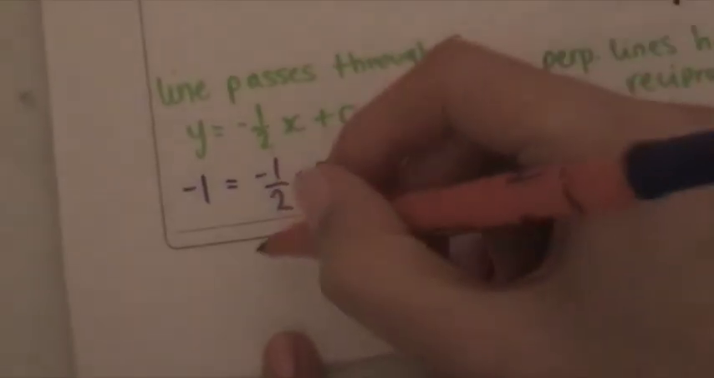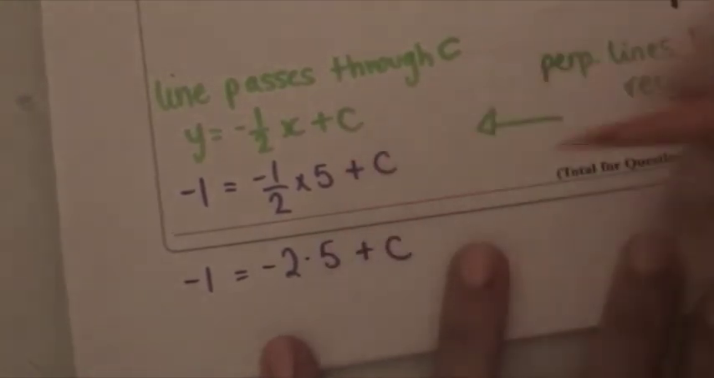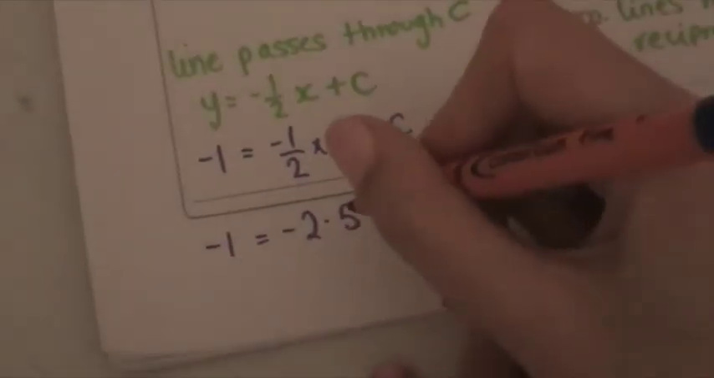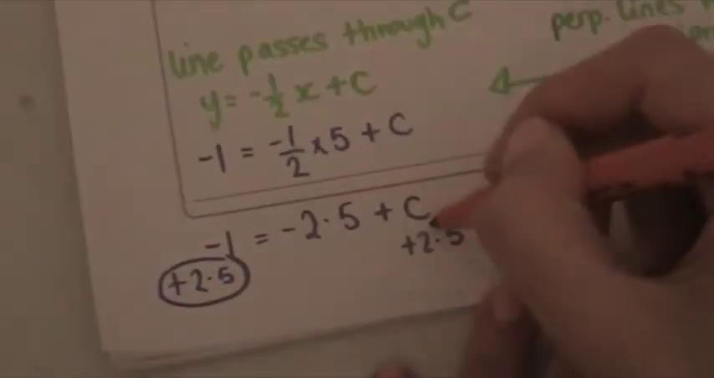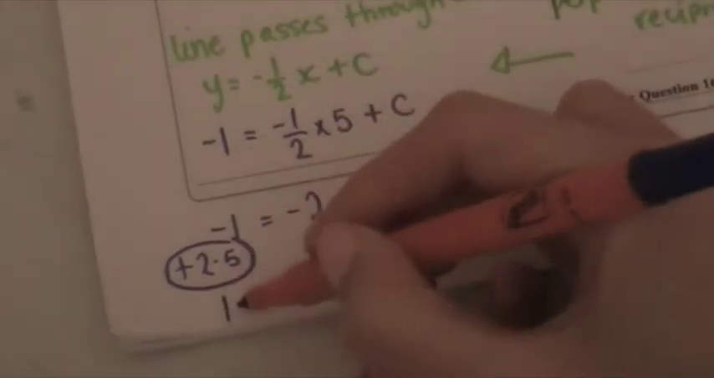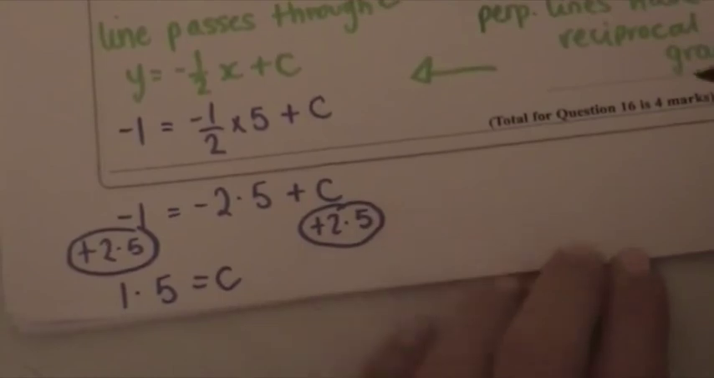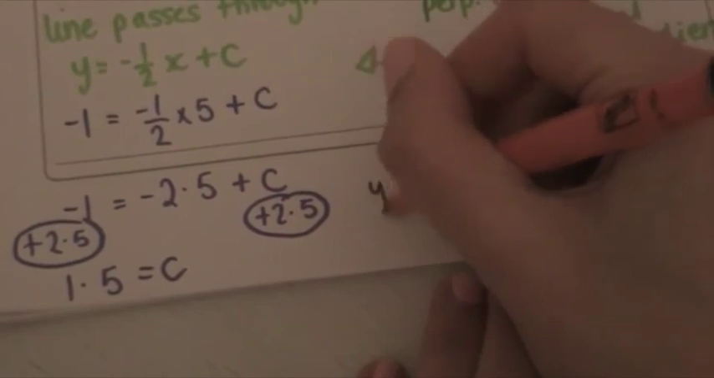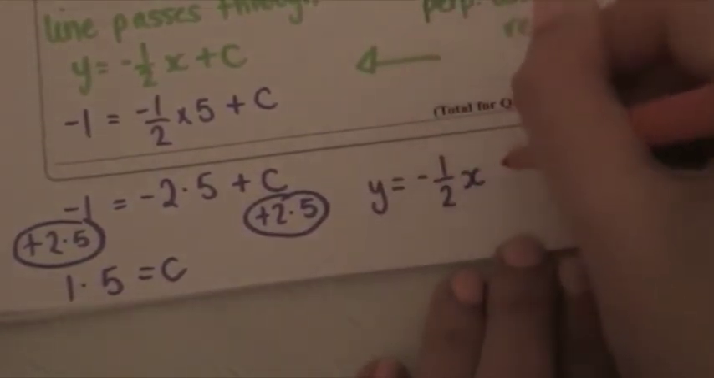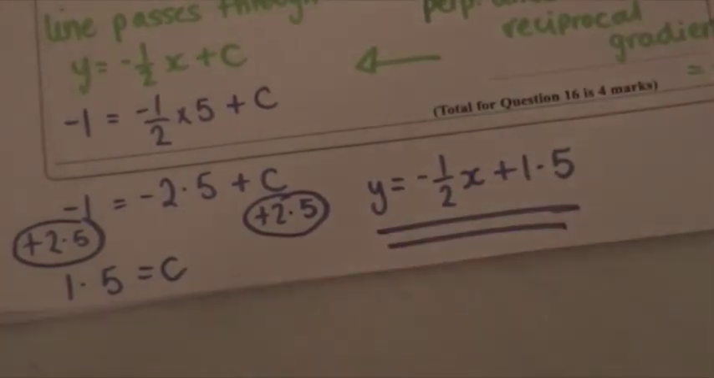So minus 1 equals minus a half times 5 plus c. Minus a half times 5 would be minus 2.5 plus c. So in order to work out c, we can add 2.5 to each side, which will give me 1.5 is equal to c. So my y-intercept of the line that passes through C is going to be 1.5. And I said before, the gradient was minus a half. So the equation for the full line is y equals minus a half x plus 1.5. That in total was 4 marks.